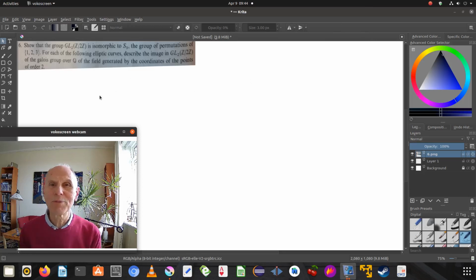Welcome to problem 6. So we work with the group GL(2,2). We have to show it's isomorphic to the symmetric group of 3 elements, of order 6.